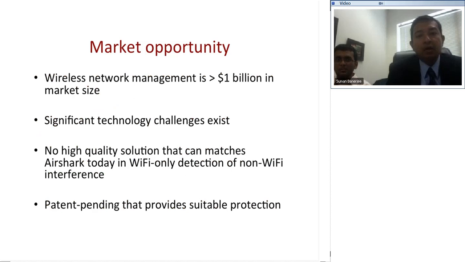Now, we believe that the wireless network management market is pretty significant in size. There is a lot of activity in this, a lot of need in this, and a lot of technical challenges as well. And we believe that a tool like Airshark can be fundamental because this is a tool that works on Wi-Fi only, and no other tool exists that is a peer to this tool, so it can be significant in many ways. We are also filing patents on this, and that would provide us with suitable protection for this technology.